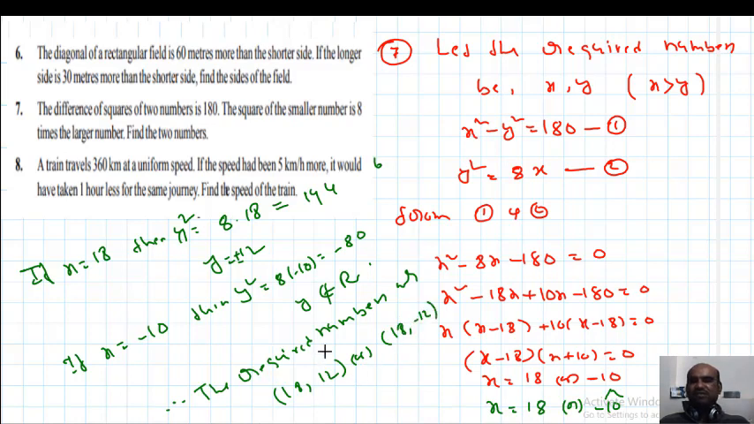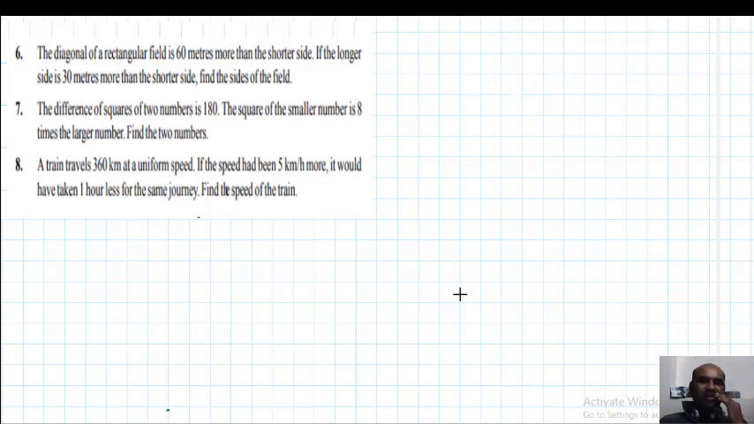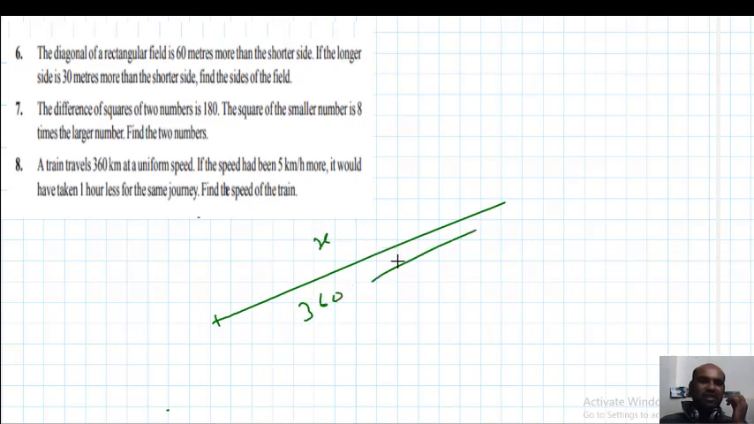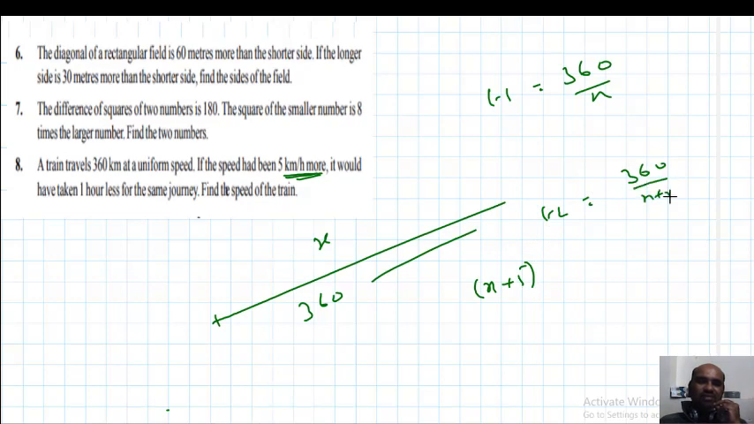Now, cross-check. Next problem: a train takes 1 hour less for the same journey. Find the speed of the train. For example, the distance is 360 kilometers. The speed of the train is taken as x kilometers per hour. Time taken by the train is 360/x. If the speed had been 5 kilometers more, the new speed is x + 5. So what is the time? T2 = 360/(x + 5).